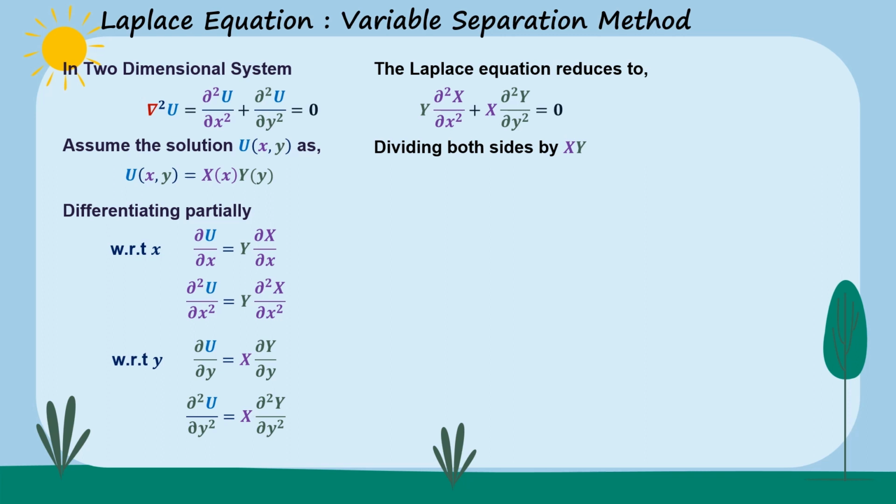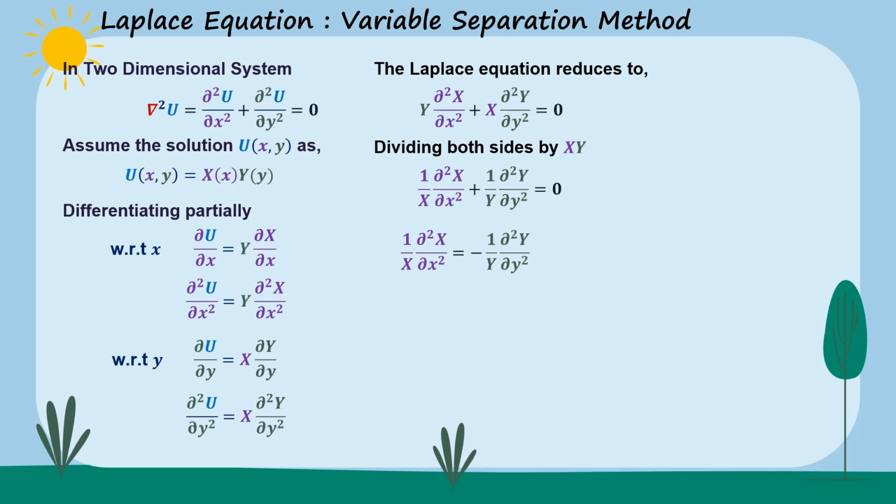Later we'll see the solution in 3D as well. Okay, let's go ahead. Now, if I divide both sides by XY, we see that (1/X) ∂²X/∂x² plus (1/Y) ∂²Y/∂y² is equal to 0. So we can take the (1/Y) ∂²Y/∂y² term to the other side. If we take that, we can say (1/X) ∂²X/∂x² is equal to minus (1/Y) ∂²Y/∂y².